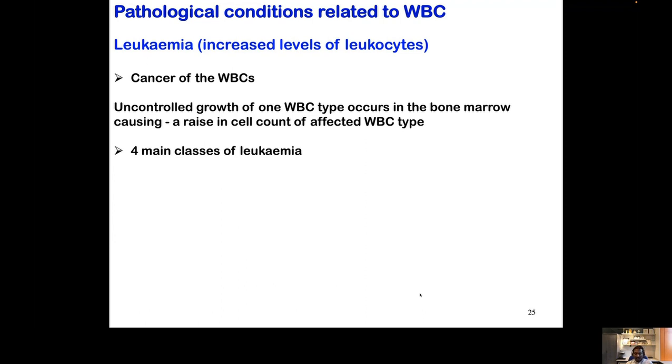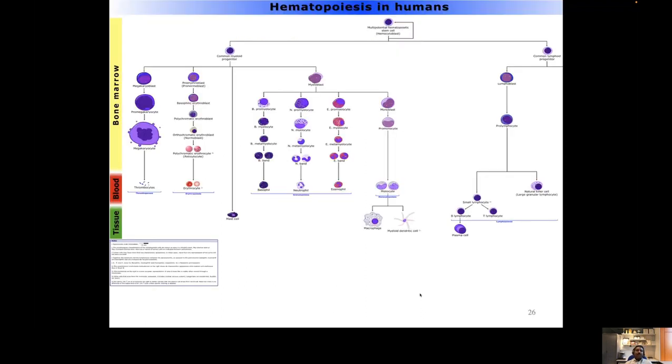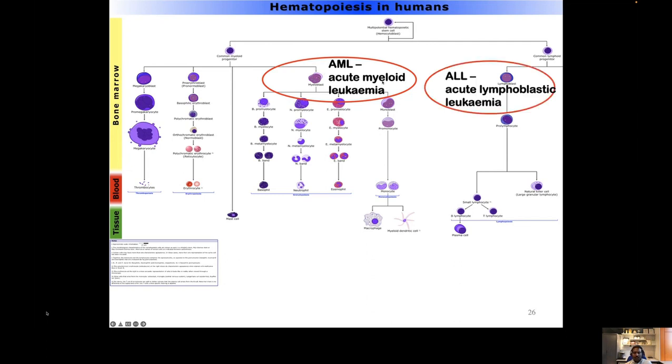There are four main classes of leukemia here. So the first one here is acute myeloid leukemia. That's when we will see the myeloblast in the blood. So the myeloblast should not be in the blood. It should be only in the bone marrow, normal condition. If it's encountering into the blood in large quantity, that's called acute myeloid leukemia.